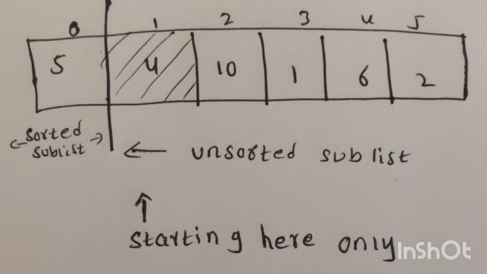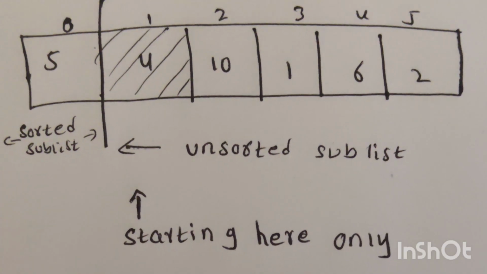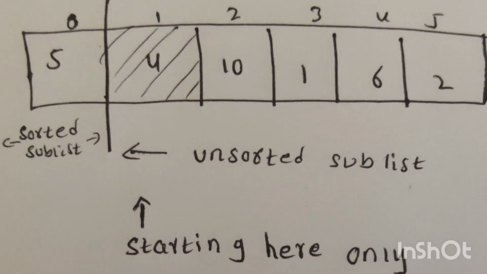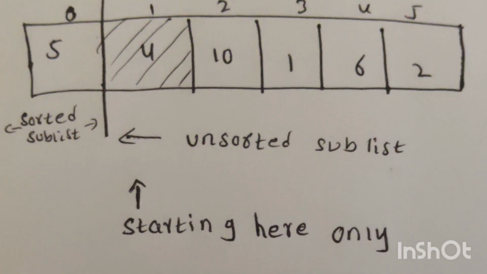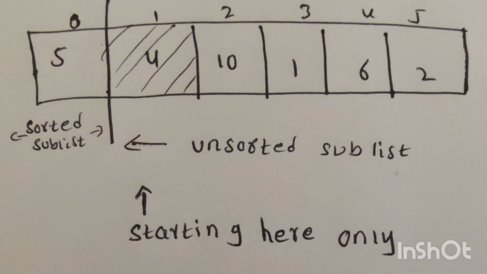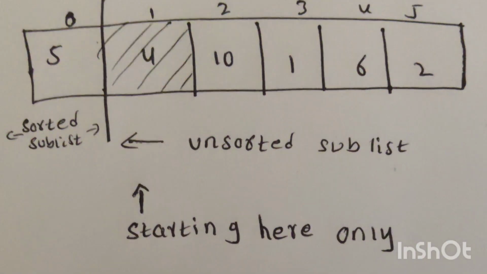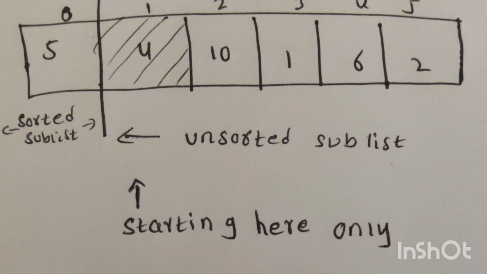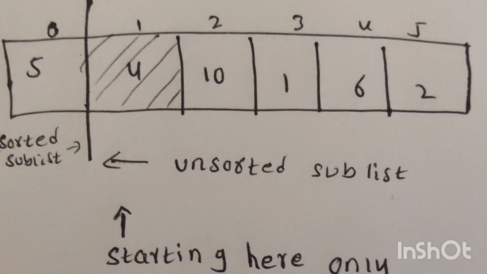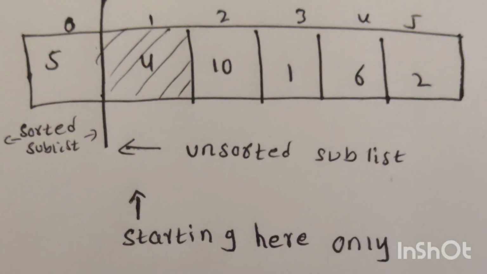See, why we are going to take one variable in sorted sublist? Because if you are having only one value, then that value is always sorted, because only one value you have, no need to compare with any other values. So by default we take what? This A of 0, this value is sorted, and we are going to start our loop from here only. So this is unsorted sublist. We are going to trace this unsorted sublist starting from here only.